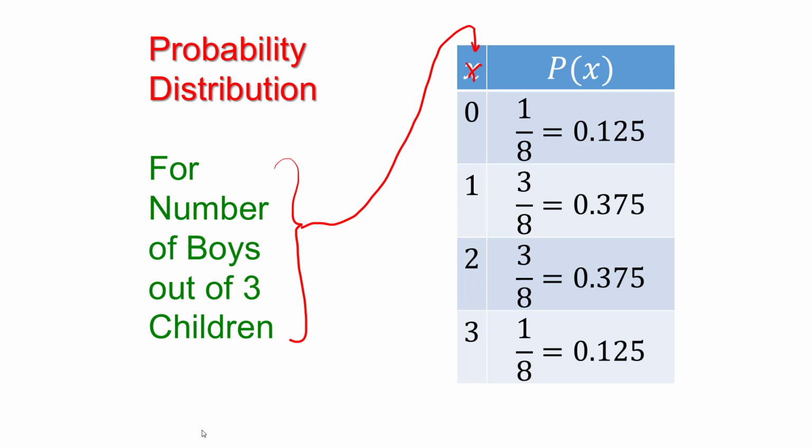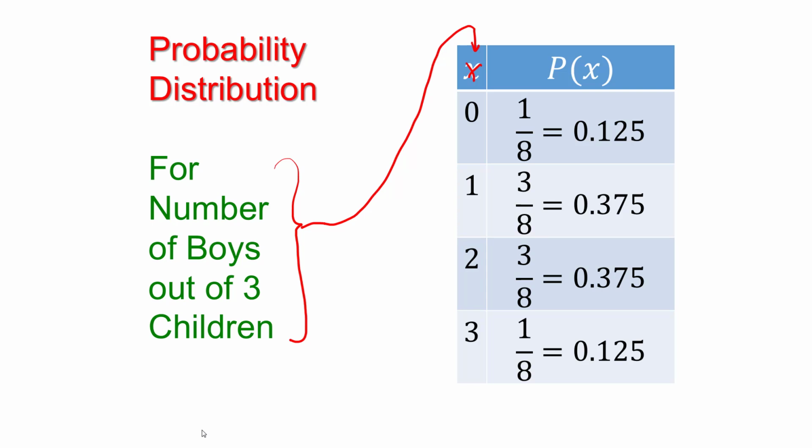What should they add up to? 1. Yeah, why should they add up to 1? Because 1 is that it's guaranteed to happen, right? Remember, the probability of 1 means that it's guaranteed to happen. And it's guaranteed that you're either going to have no boys, 1 boy, 2 boys, or 3 boys, right? And notice that I said or. So 0 boys or 1 boy or 2 boys or 3 boys.